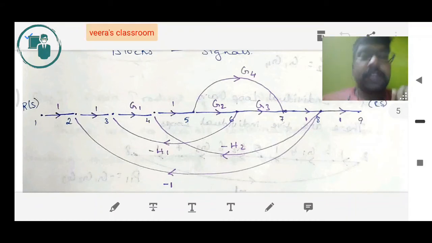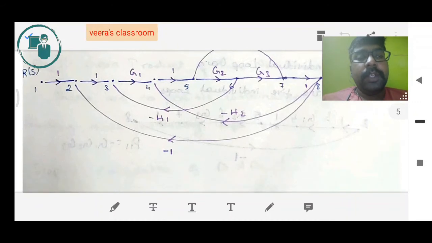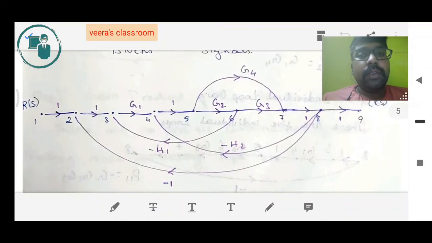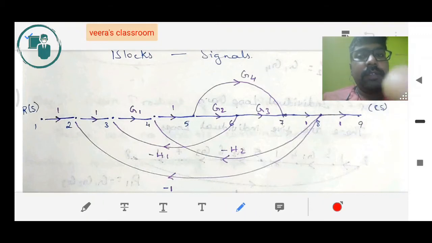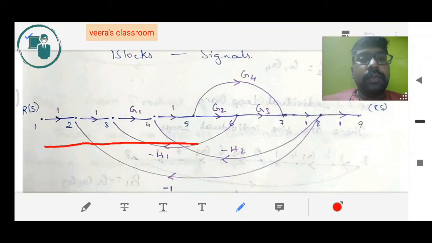The next step is to find the transfer function for the signal flow graph by using Mason's gain formula. So step number 1, find the forward paths. Here the forward path is straightforward, because it starts from R of S and ends in C of S. It is a straight line. So the first forward path is going to be 1, 2, 3, 4, 5, 6, 7, 8, 9. This is the first forward path.